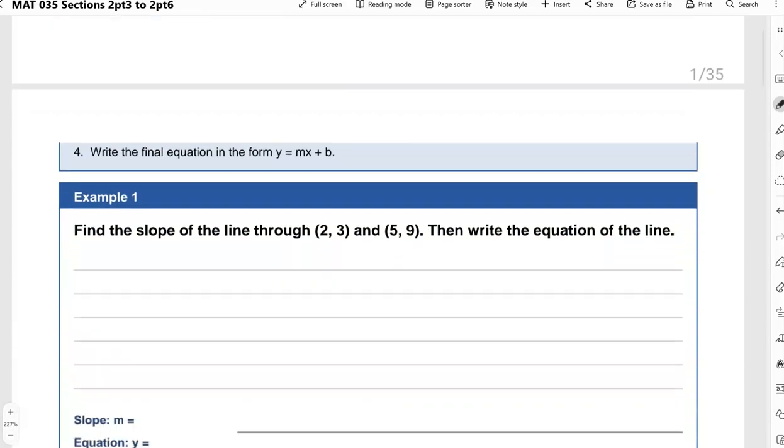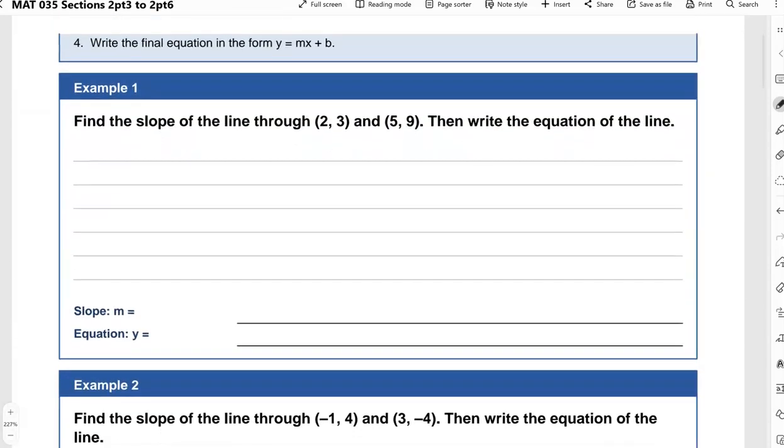So let's look at a few examples. We want to find the slope of the line between the points (2, 3) and (5, 9), and then we're going to write the equation of the line. So I'm going to label these points. We're going to call that first point x1, y1, and that second one x2, y2. It does not matter if I say this is the first point and that's the second point or vice versa. I just have to keep the ones together and the twos together.